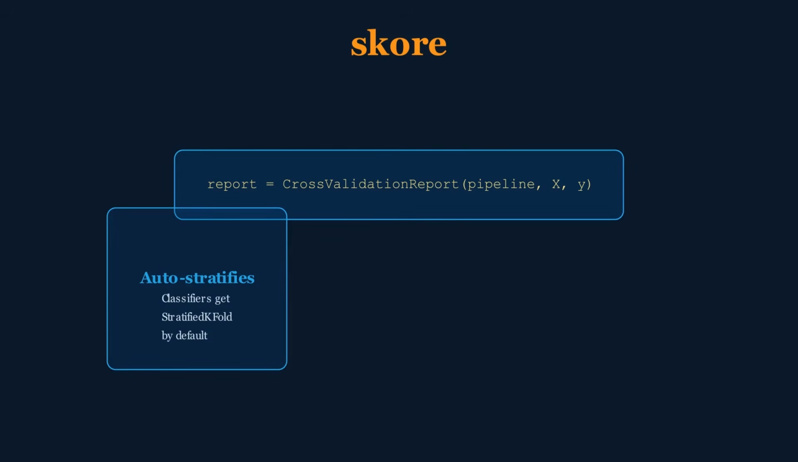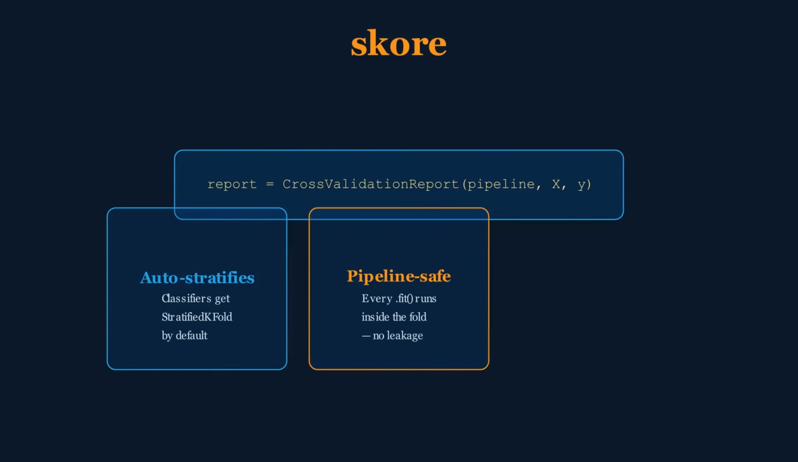First, it auto-stratifies. If your estimator is a classifier, it uses stratified k-fold by default, no need to remember. Second, it's pipeline safe. Every preprocessing step is fitted per fold inside the cross-validation loop. Data leakage is structurally impossible. Third, it gives you rich reports out of the box: metrics, ROC curves, performance plots, all broken down per fold.